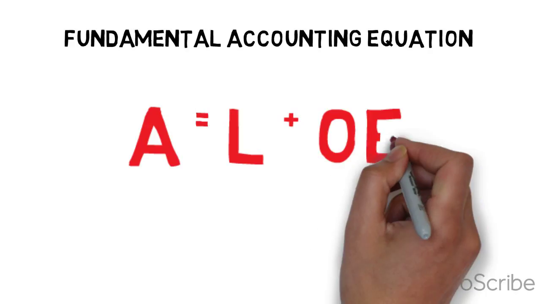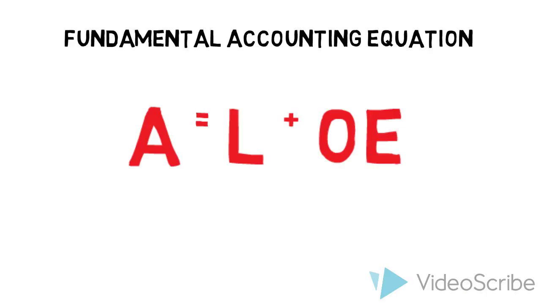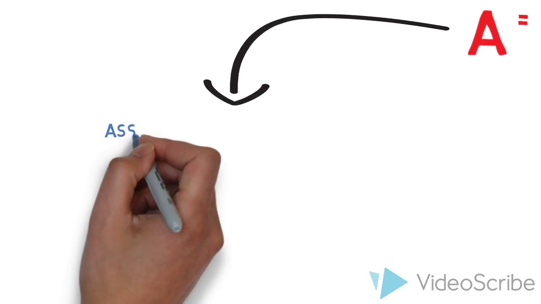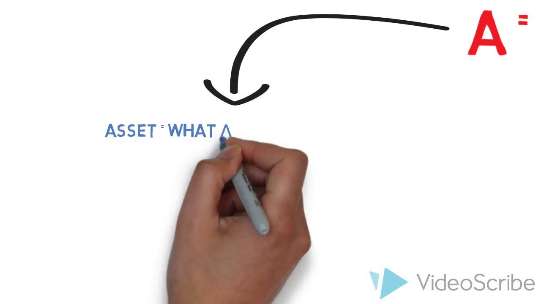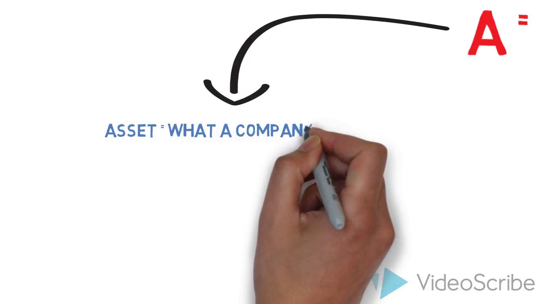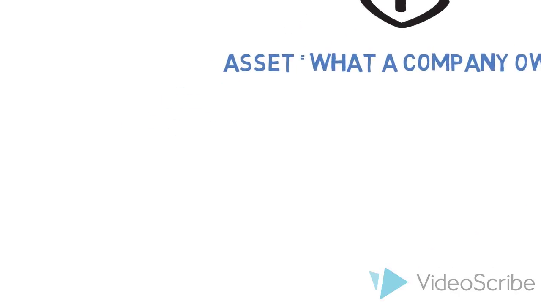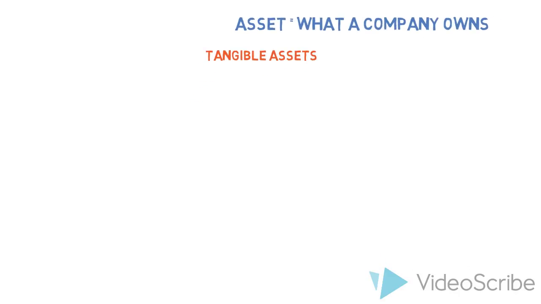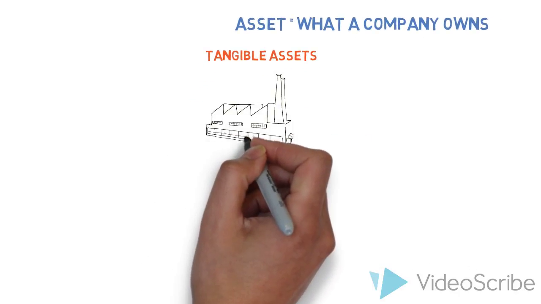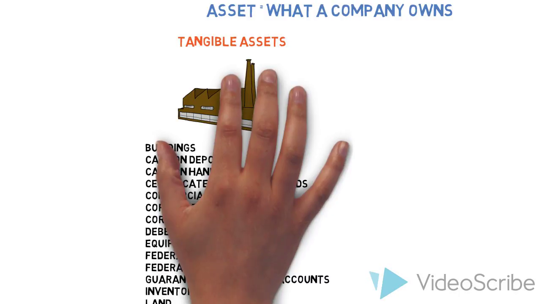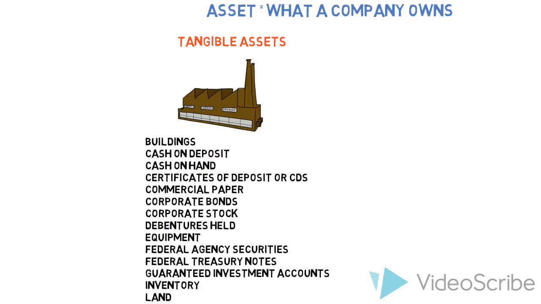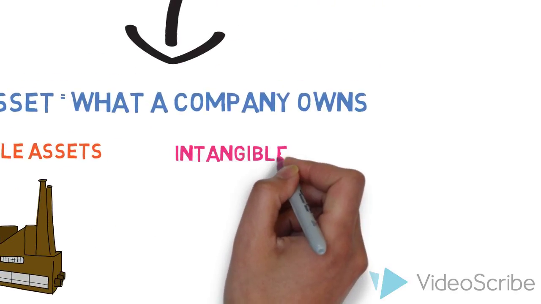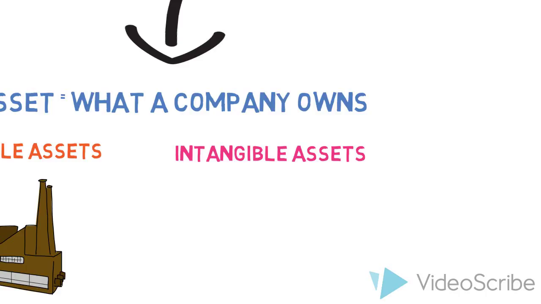Now let's understand each part of this equation, starting with assets. Assets are things that the company owns. They are resources of the company that have been acquired through transactions and have future economic value that can be measured and expressed in dollars. We can have tangible assets that have a physical form, such as buildings, machines, inventories, facilities, but we can also have intangible assets, the ones that are non-physical, and usually they are very hard to evaluate.